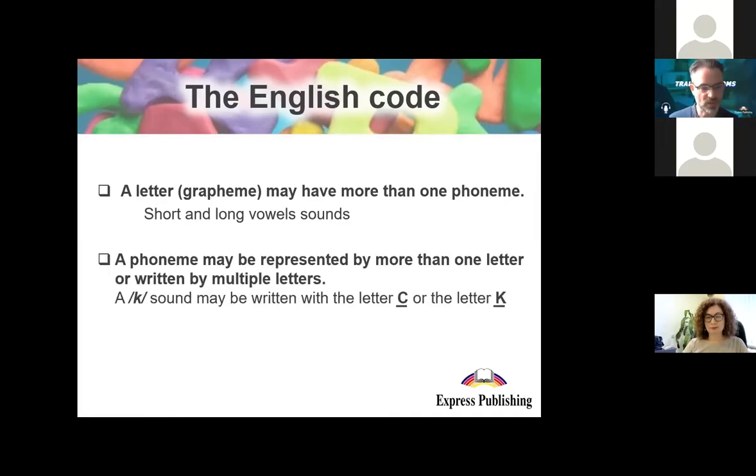And of course, a sound may be represented by more than one letter. For example, a quick example, the sound K, as you well know, can be represented by a C or a K. So our learners have to deal with all this, and it's a lot to ask them.